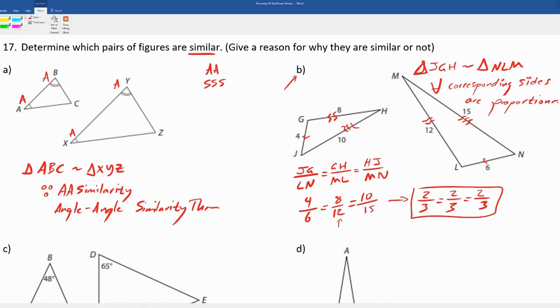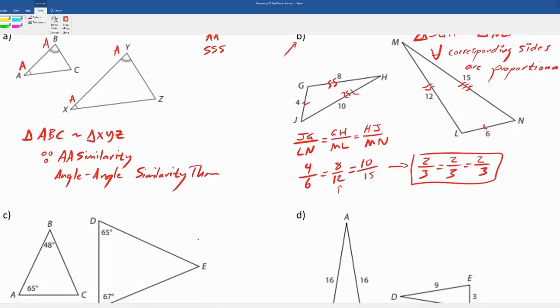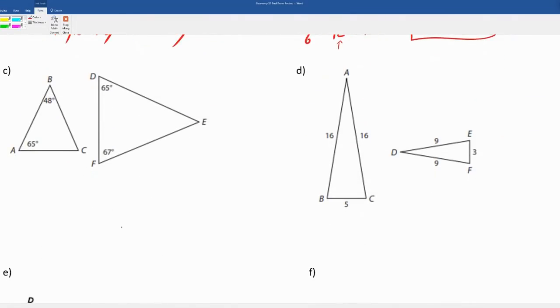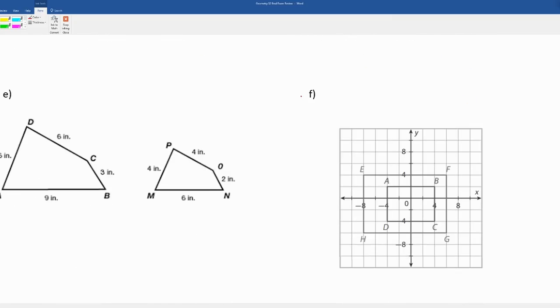So remember, when they talk about similarity, they're talking about proportionality when it comes to sides. Angles still have to be congruent. All right, number C. Oh wow. Yeah, that's definitely on you. Number D, definitely on you. Number E, definitely on you. F, definitely on you. Okay, so those are for you to do.